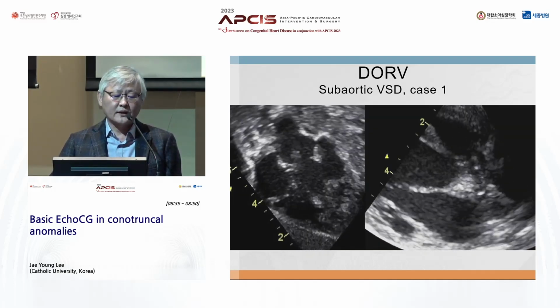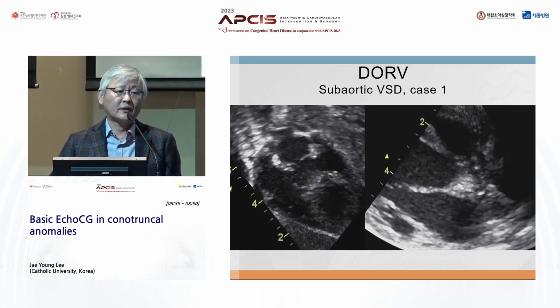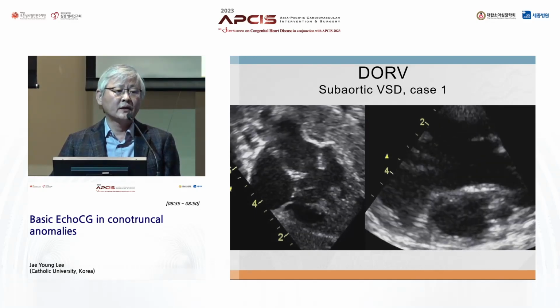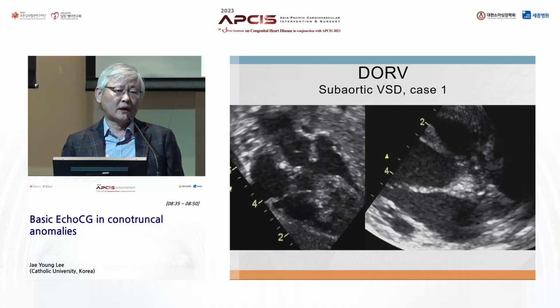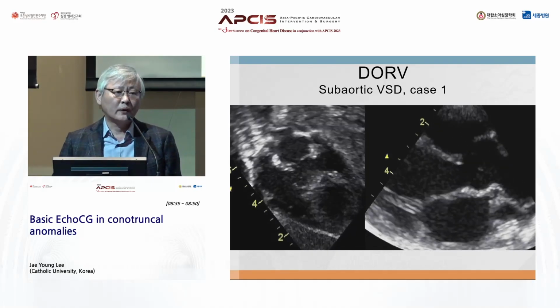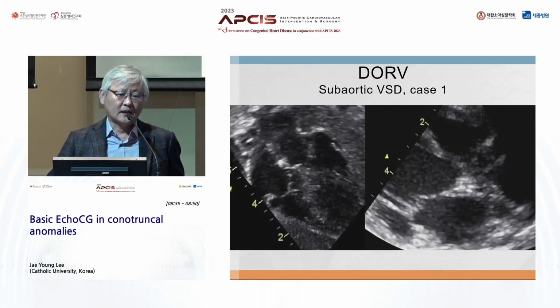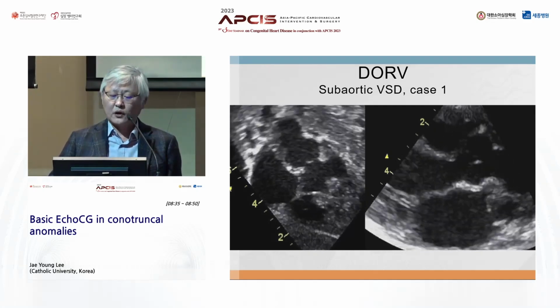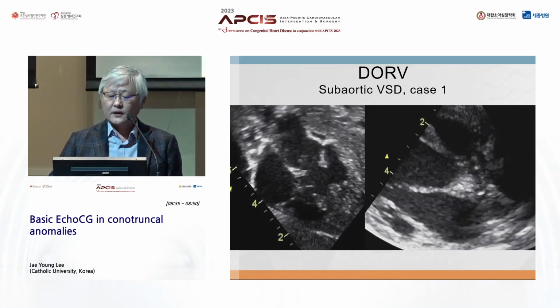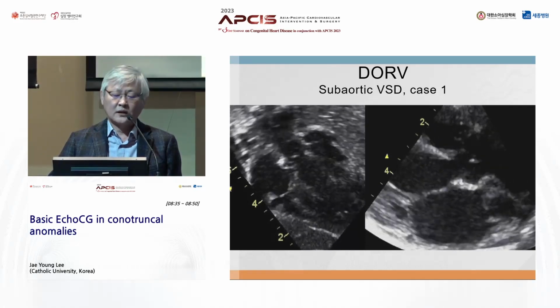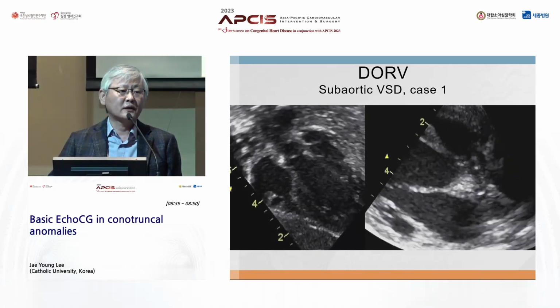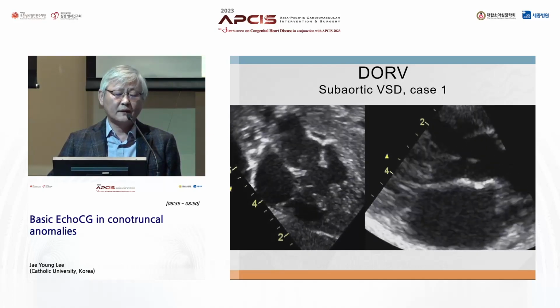Again, in another view, you can see a small conal septum and a wide patent RV outflow. The VSD is here. The VSD is committed to the aortic valve. So this is DORV with subaortic VSD, VSD type DORV. Again, you can see the overriding aorta and some distance between the aortic valve and mitral valve leaflet.